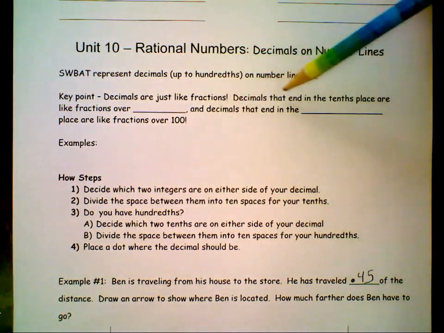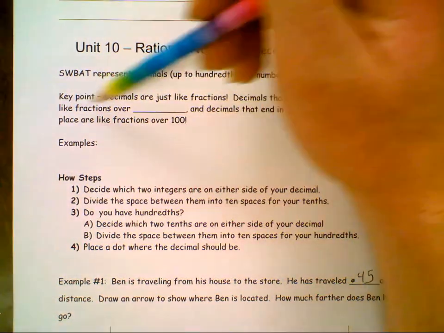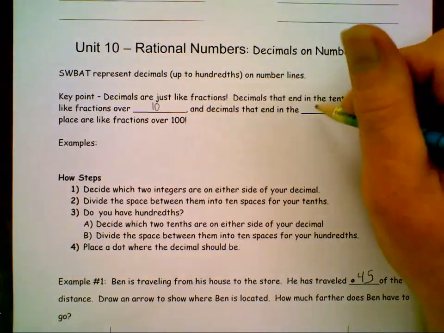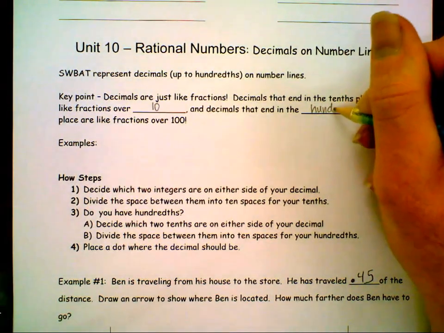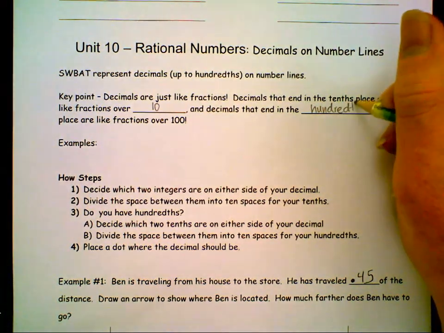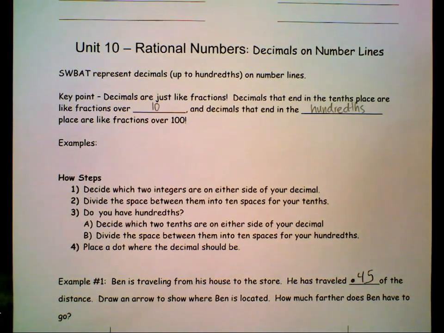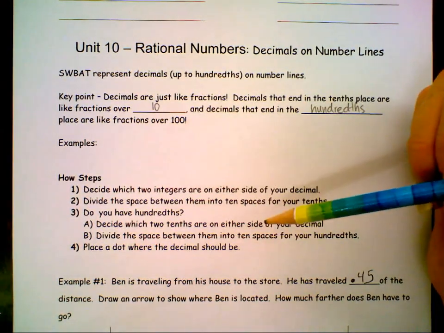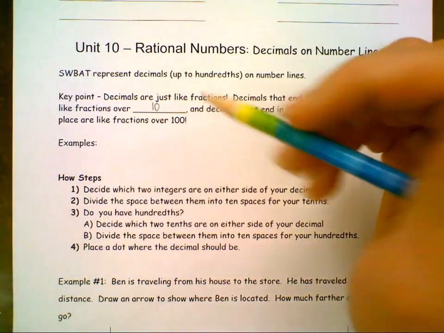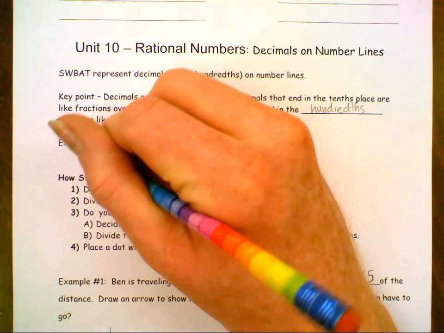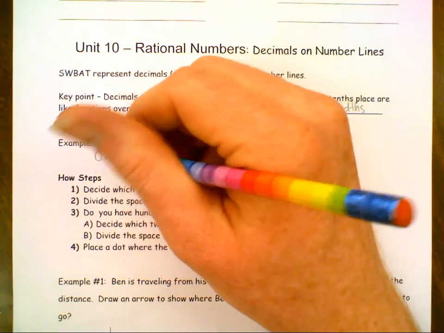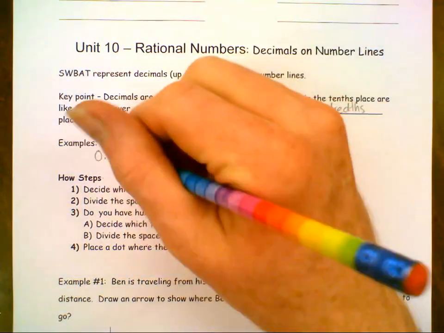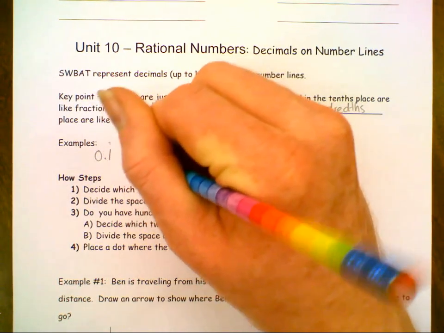Decimals that end in the tenths place are like fractions over 10. And decimals that end in the hundredths place are like fractions over 100. Now we have some examples of what that might look like. A decimal, let's say 0.1, so that'd be 0 and 1/10. The tenths place is the first one after the decimal point. That would equal 1/10 in fraction form.